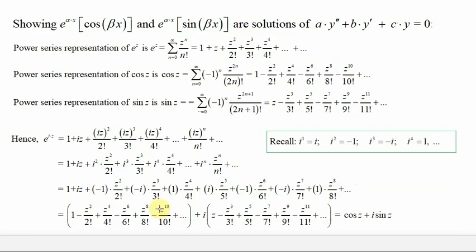Then separating the even powers and the odd powers, we get two expressions like this. This is cosine of z, and this is sine of z. So e to the iz is cosine of z plus i times sine of z.